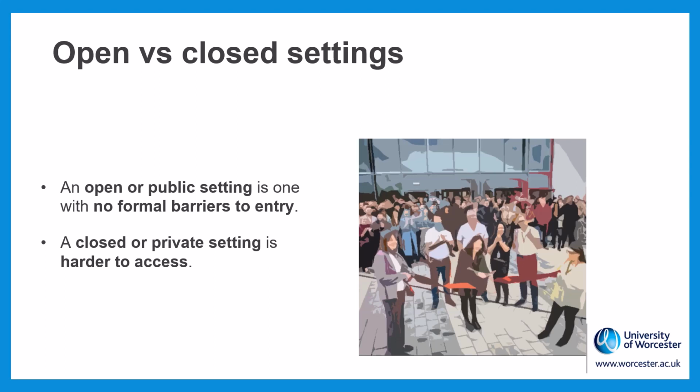A closed or private setting is harder to access. This may be, for example, a business, a school, a cult. A closed group's boundaries are clearly defined, and the ethnographer can become fully immersed in the setting. But gaining access is tougher. The ethnographer may have to negotiate their way in or acquire some role in the organization.